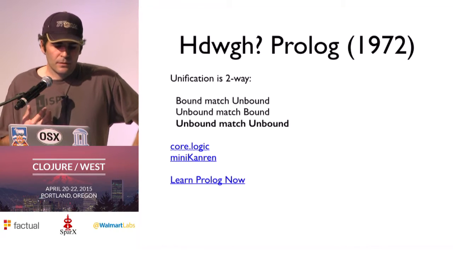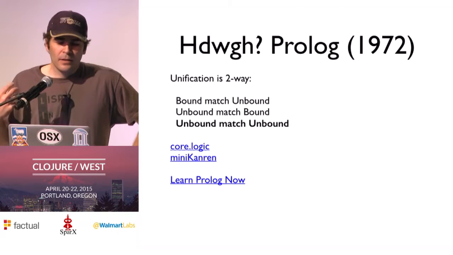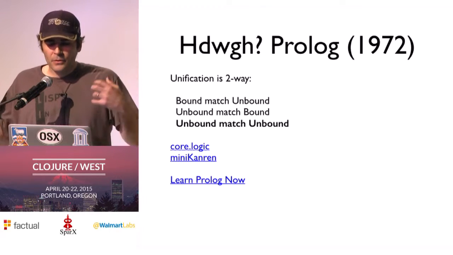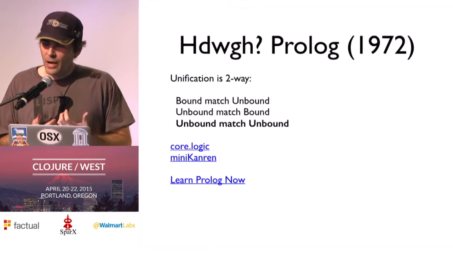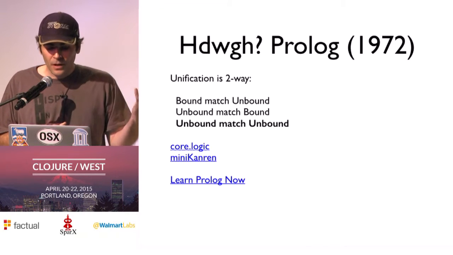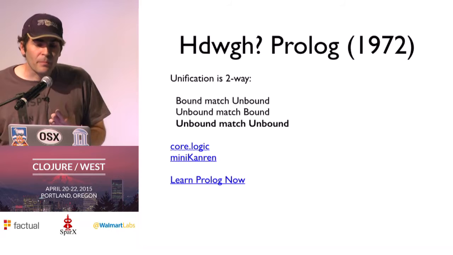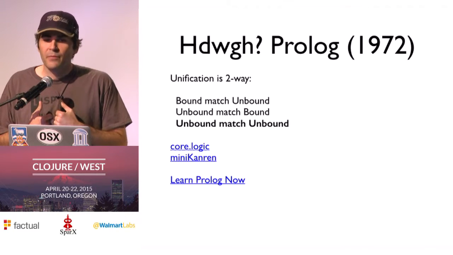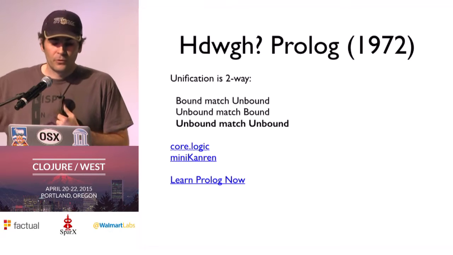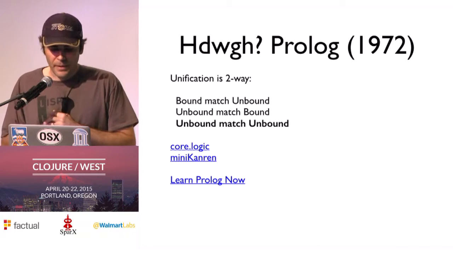So it's two-way. We can have bound things go to unbound, and unbound go to bound. And what makes it quite different than the rest of the pattern matching we're going to be talking about today is we can have unbound match to unbound, and we just keep track of the fact that these two things are going to be the same value eventually, and then Prolog will defer when it actually binds a value there.